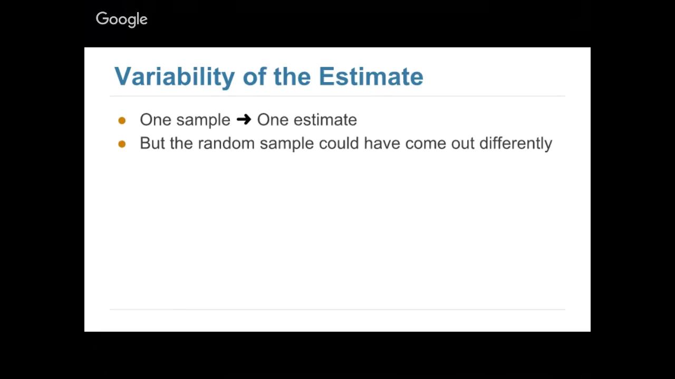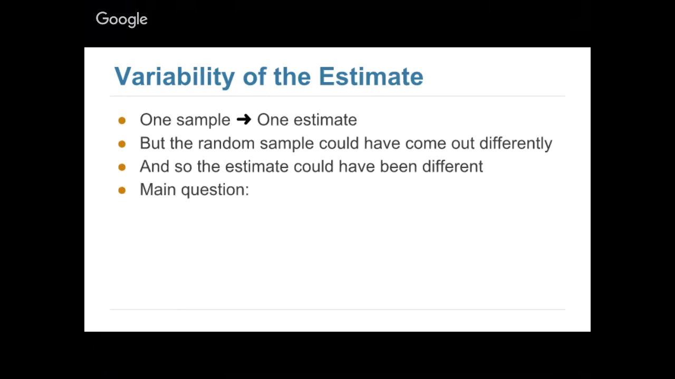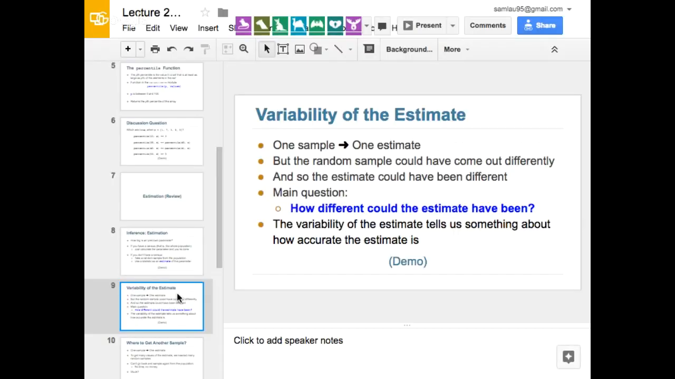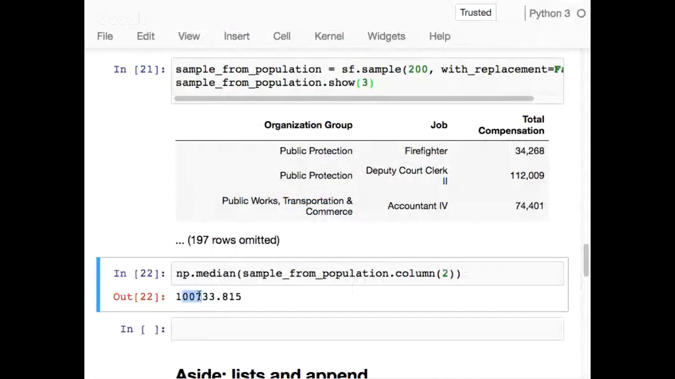Okay? So the question is, how different could my estimate have been, right? So is my sampling procedure likely to give me something that's close to the population median or not? For example, let me go back to my demo here. We got about 100,000 as my median compensation, right?